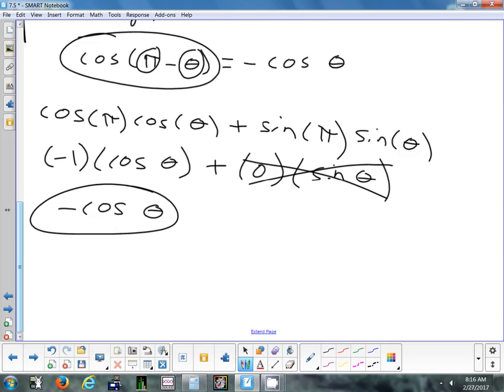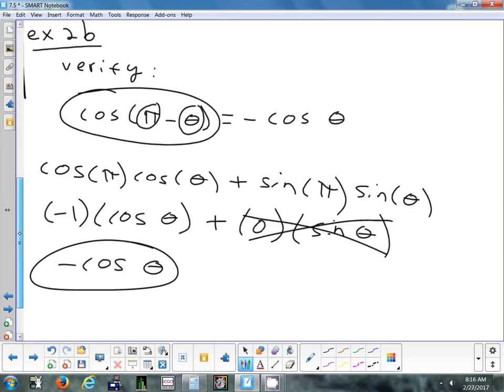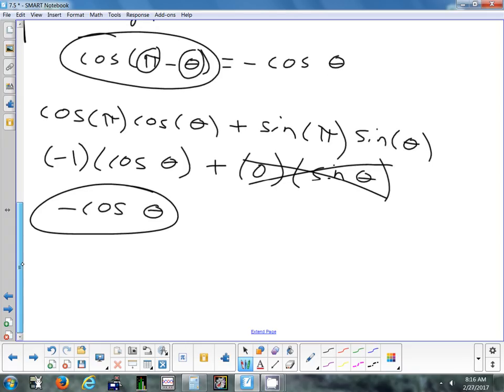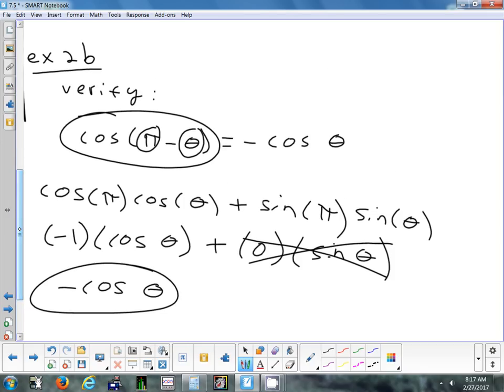As far as proofs go, these are really very straightforward. You don't really have to think too much about the steps. You do the same thing every time. You fill it into the formula, and usually with these kinds of problems, you get 1s, 0s, and negative 1s. Any question on example 2b?